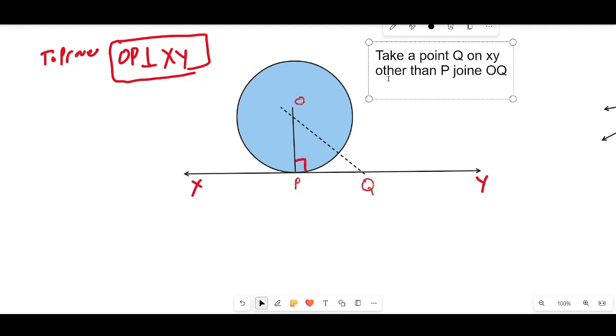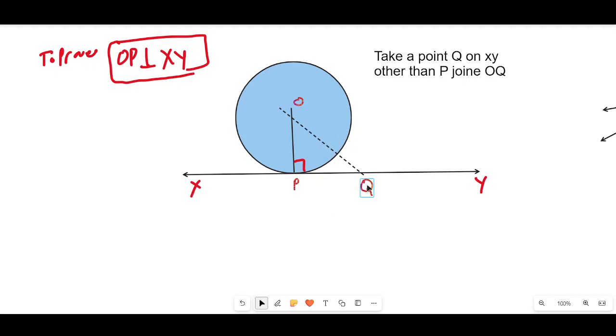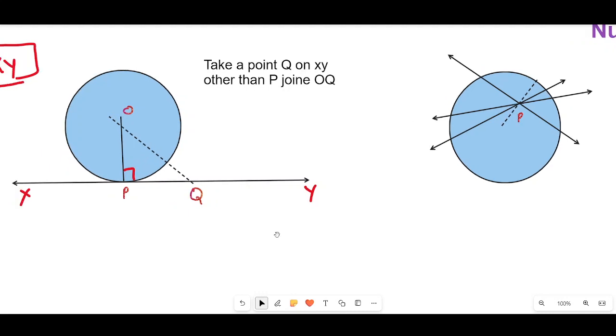Clear? Now, the point Q must lie outside the circle. Note, if Q lies inside the circle, what happens? If Q lies on the circle, what happens? If Q lies outside the circle, what happens? Clear? So we can say that if Q is inside the circle, then there will be one condition.